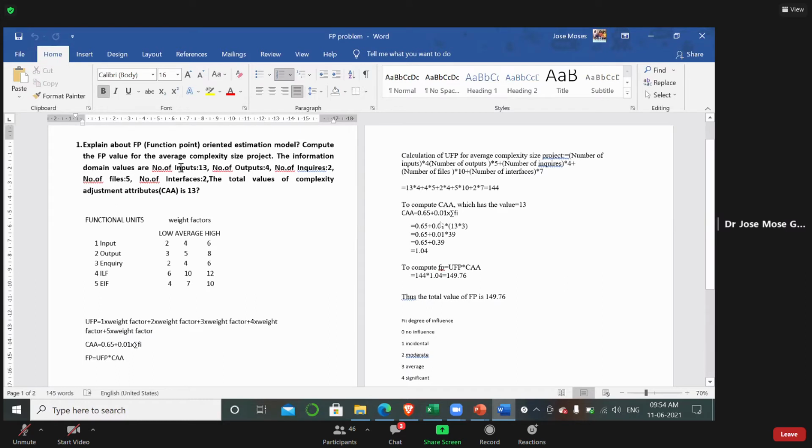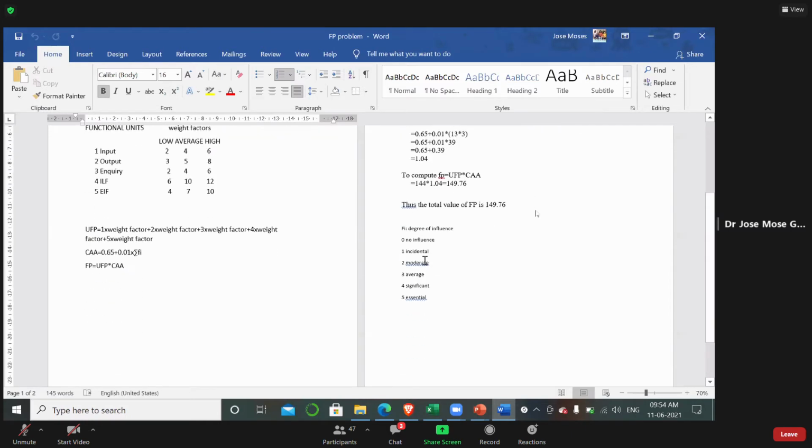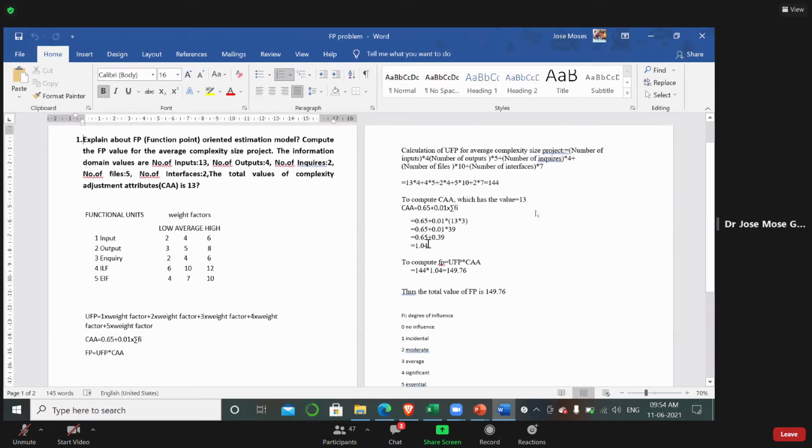We have taken the 5 values of input, output, inquiry, files and interfaces. All these 5 are required to calculate the function point analysis. Based on the weight factors, you will substitute in the formula FP equals UFP into CAF. Once you calculate CAF and FP, you substitute based on the degree of influence. The degree of influence comes under the CAF part when you are summing the values. This is how you are going to solve it.